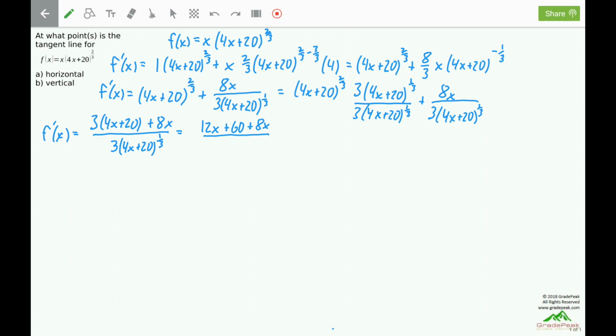All of this divided by 3 times (4x plus 20) to the 1/3, which can be rewritten as the cube root of 4x plus 20. Combining like terms in the numerator, 12x and 8x can be put together to be 20x, then plus the 60, all over 3 times the cube root of 4x plus 20.